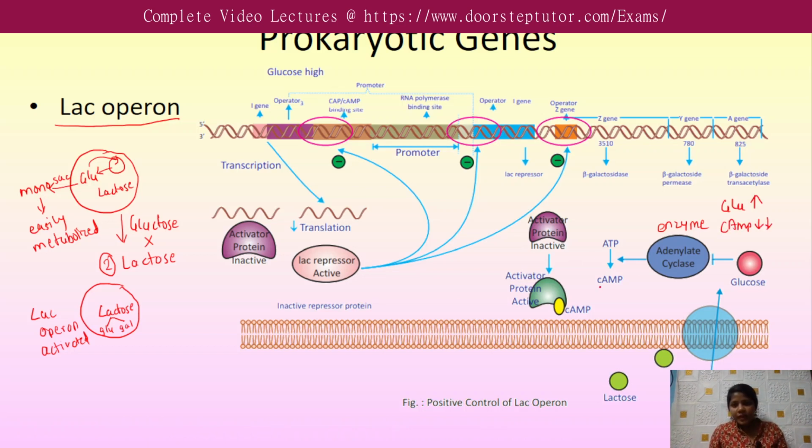So if cyclic AMP is not there, it won't be able to bind the inactive activator protein, and hence the activator protein is kept in the inactive state. So now Lac repressor protein is active. It is made from the Lac repressor gene, and it goes and binds to the operator.